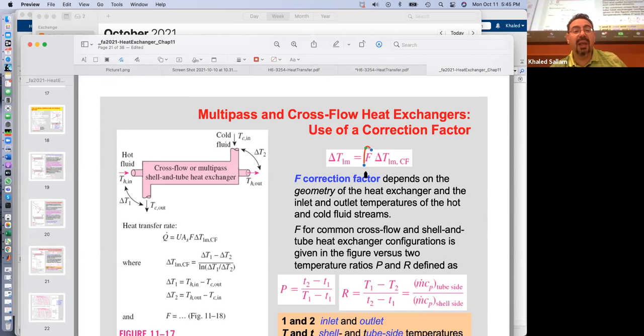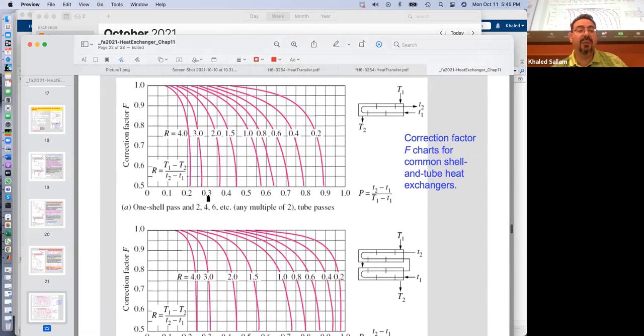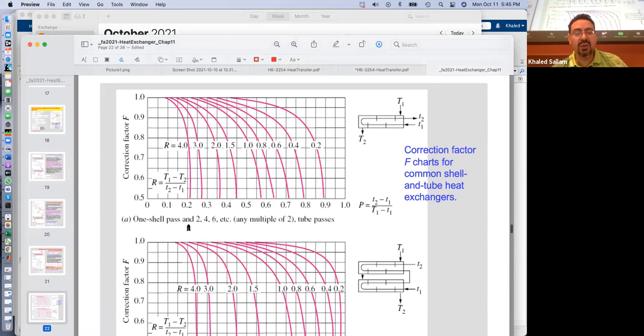So how do I get my F? I get my F from a chart like this. What is this chart? Y-axis F. Ideally, you go to 1, but then it can be 0.9 or 0.8 or 0.7 or 0.6 or 0.5, depending on what? Depending on the x-axis, which is this, and the curve that you're using, which is this.